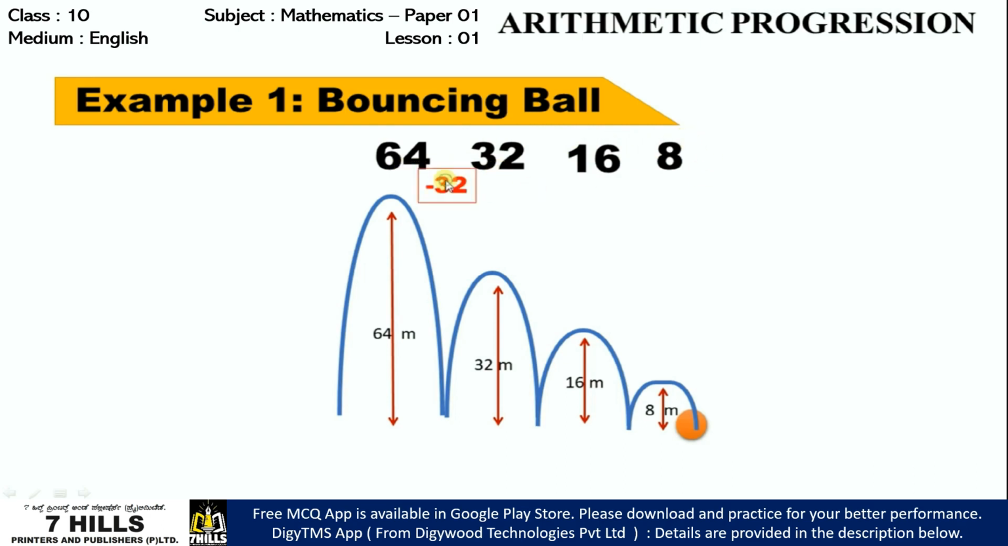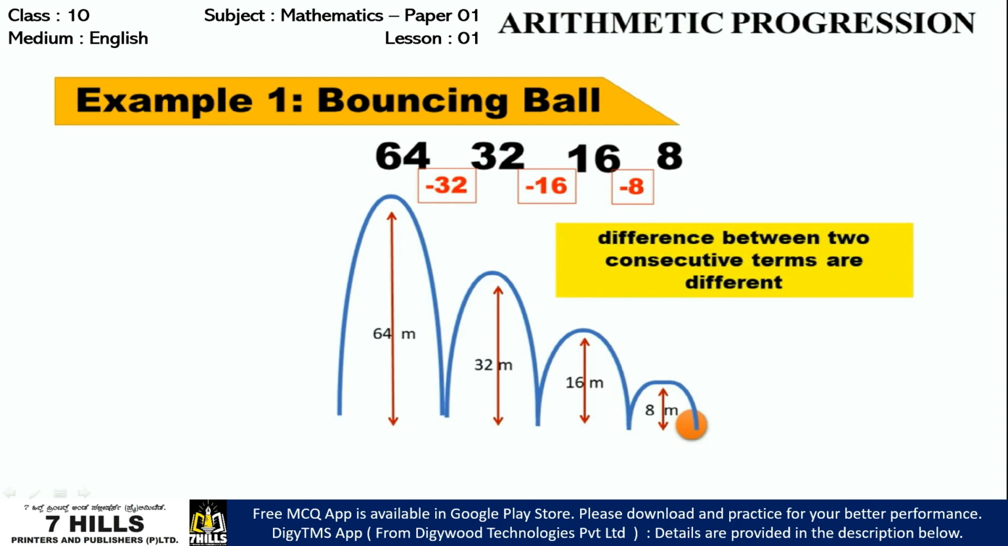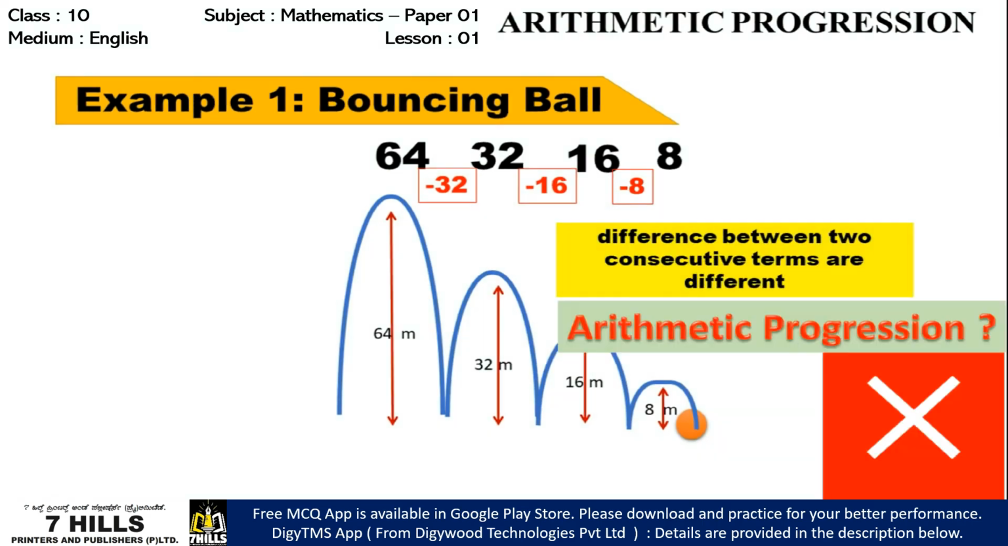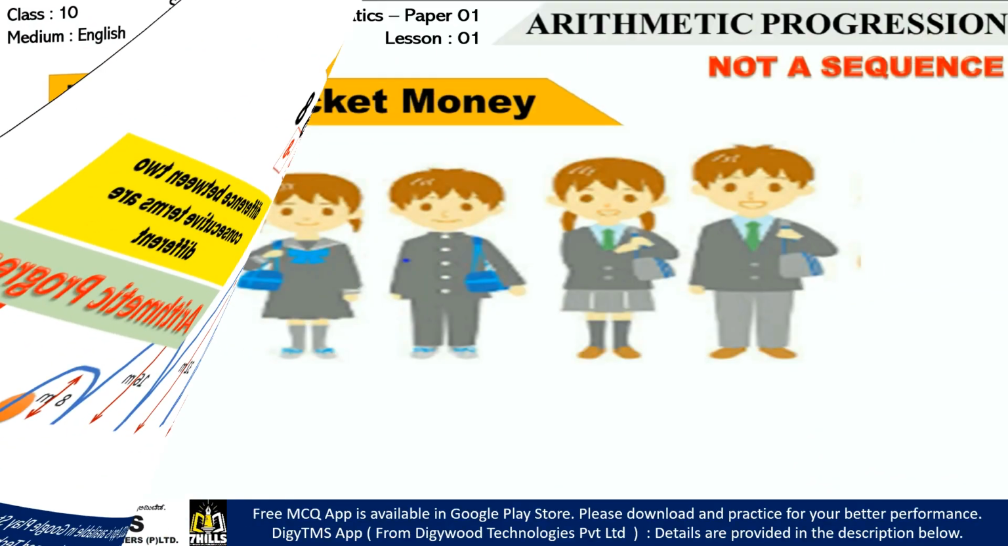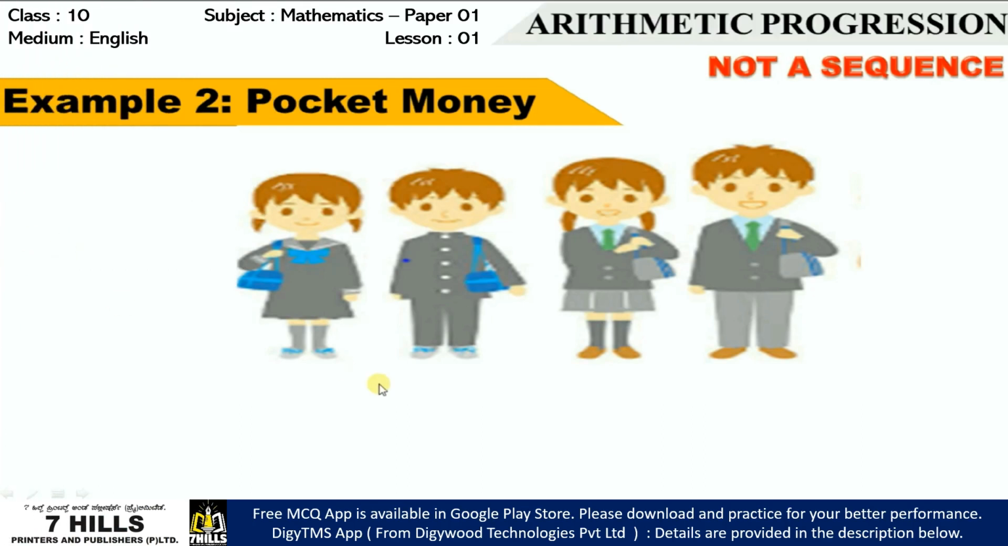Difference between 64 and 32 is minus 32. Difference between 32 and 16 is minus 16. Difference between 16 and 8 is minus 8. What do we see? Difference between two consecutive numbers are different. So, it is not an arithmetic progression. Students, let us take another example to understand a non-sequence.